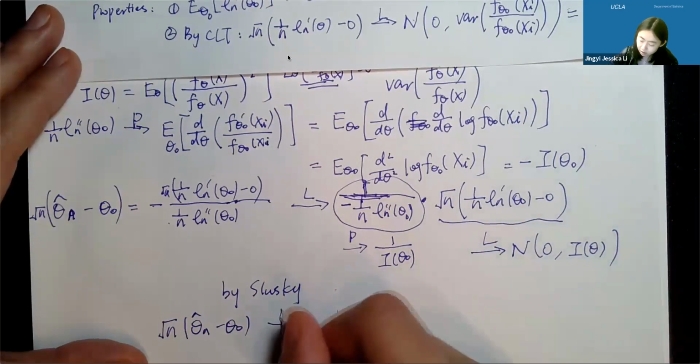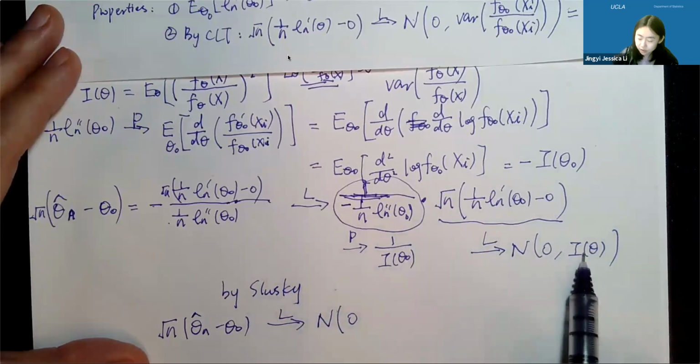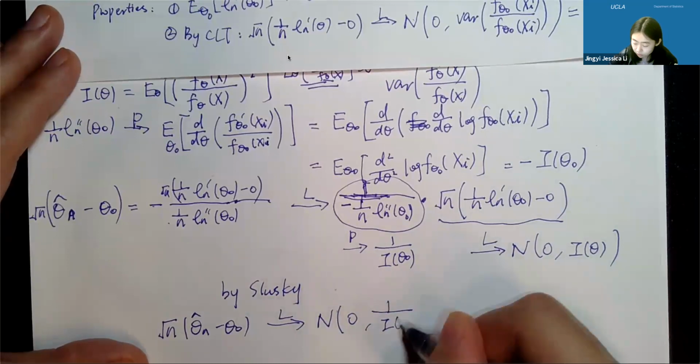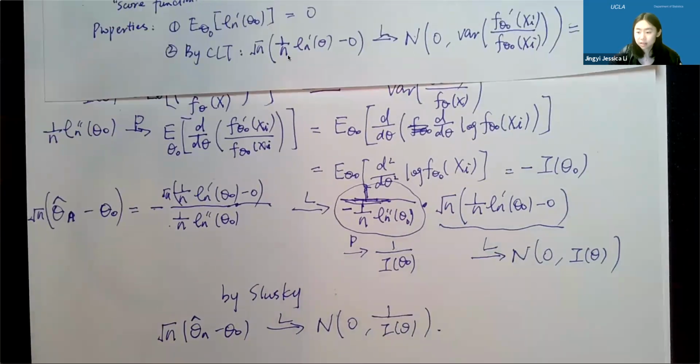Conversion in law to normal distribution. This will be squared into here and cancel this one, 1 over Fisher information. That's it. So you see, this is how we derive the asymptotic distribution of the MLE. Still, we utilize Taylor expansion as the basis for doing this.